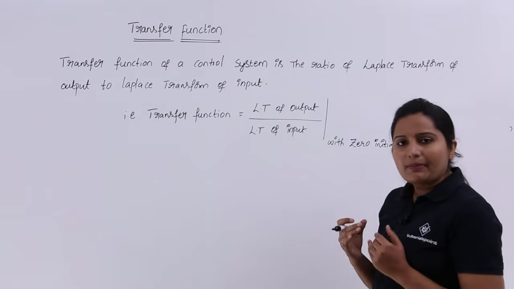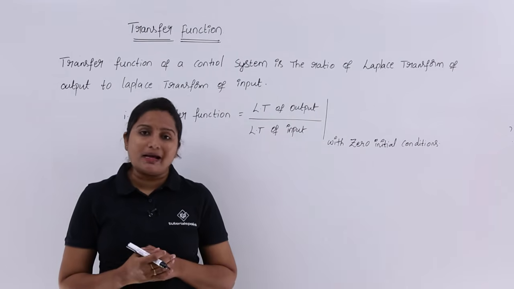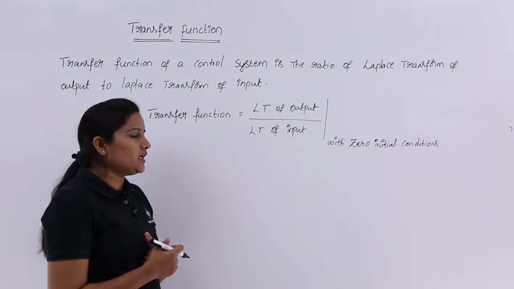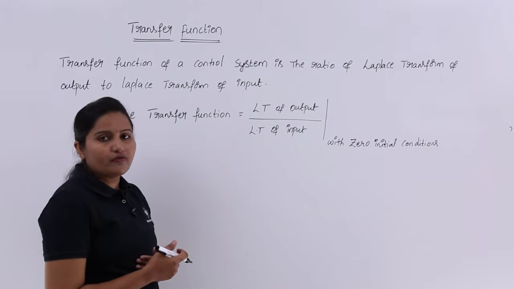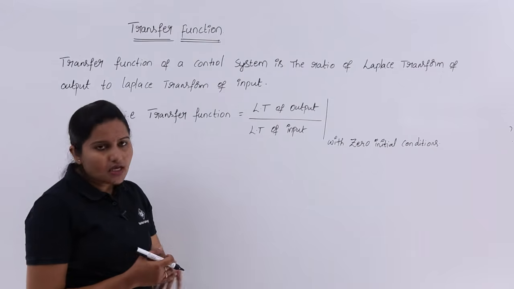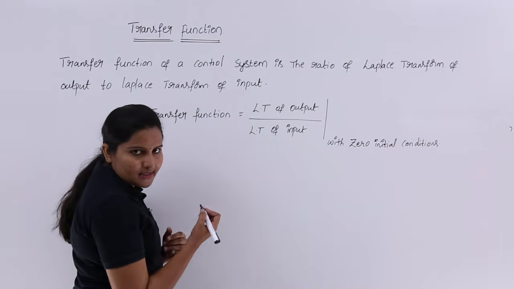So, generally in the control systems topic, we are going to prefer Laplace transforms. So, the transfer function is equivalent to the Laplace transform of output to the Laplace transform of input with 0 initial conditions. For example, I have a closed loop control system like this.